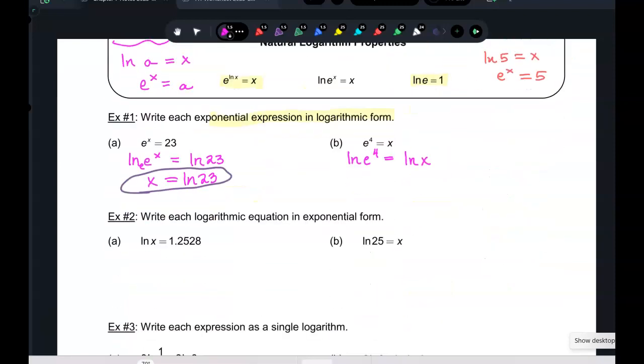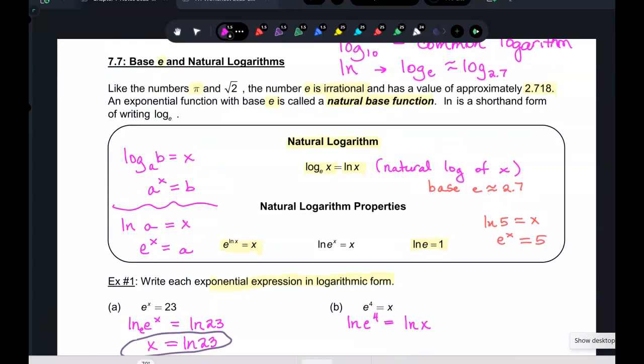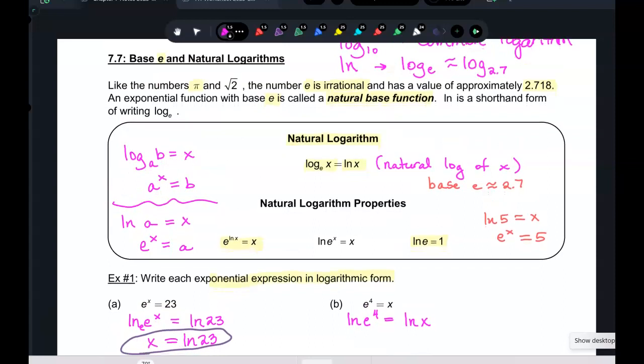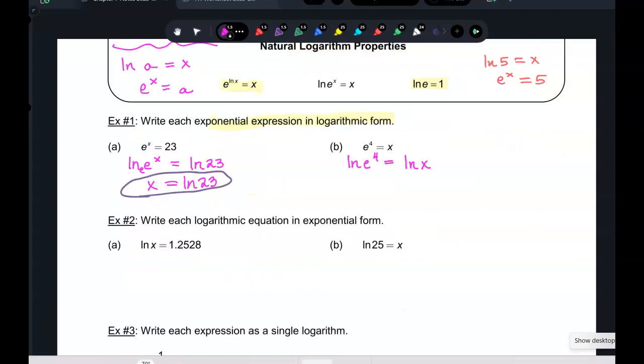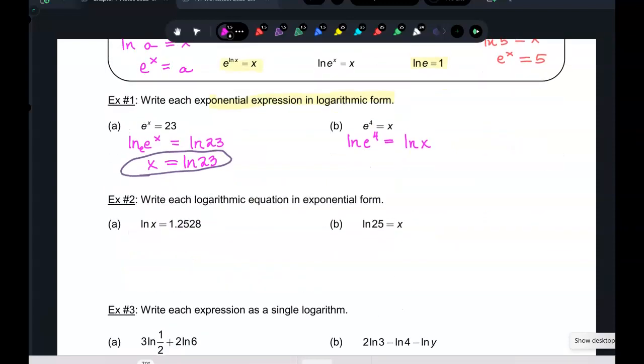So let's say there's the log base 2.7, like natural log of 5. It means 2.7 to something equals 5, right? That's what we're going to do when we get down here.